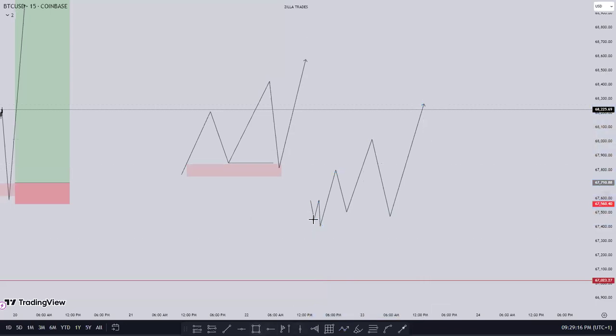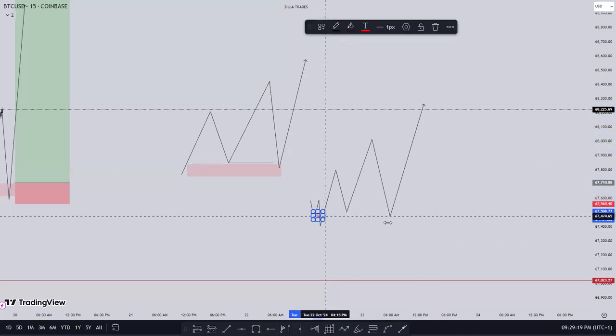This is the difference. Quasimodo has a sweep, while the ABC pattern doesn't have.